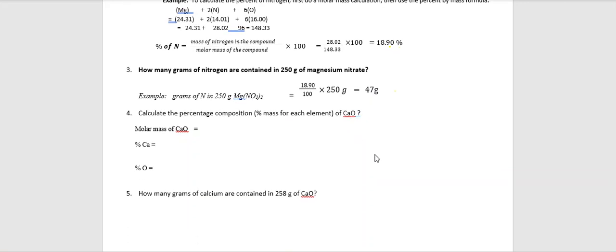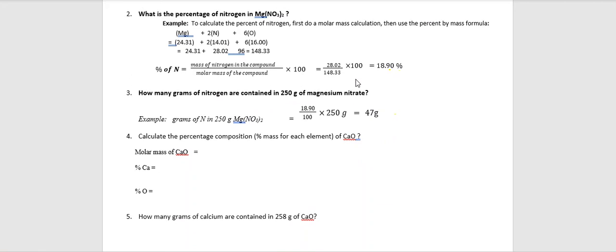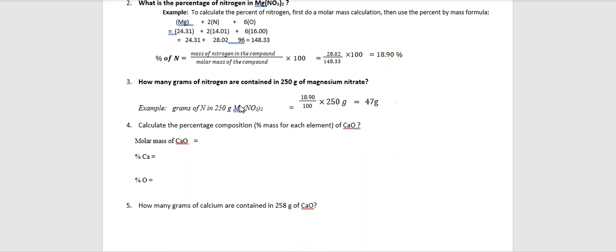How many grams of nitrogen are contained in 250 grams of magnesium nitrate? Okay, here's the formula, magnesium nitrate, and magnesium weighs, I'd find the molar mass. First of all, the first thing I'd do.